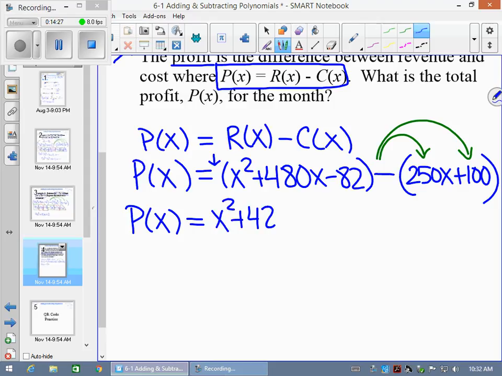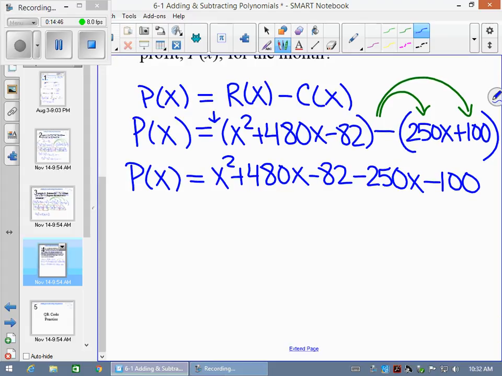However, my cost expression, C of X, is being subtracted, so I need to distribute that negative. So minus 250X minus 100 took both of those positive numbers and turned them into negative numbers. Now I'm going to combine like terms. When I look at my X squared term, I notice that that's the only X squared term, so it doesn't have any like terms. So in my answer, X squared is just going to stay X squared.